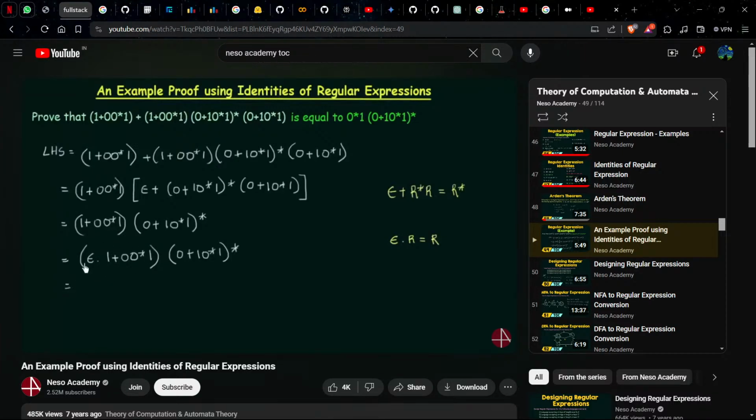Okay, now after I write this, from this expression, I'm going to take out epsilon and 0 0 star as common. Epsilon plus 0 0 star, I'm taking it as common. Epsilon plus.